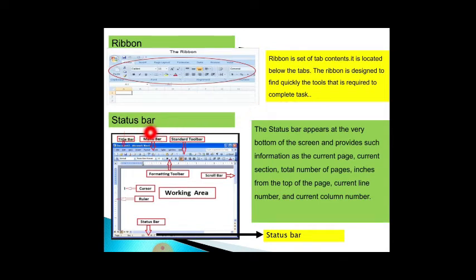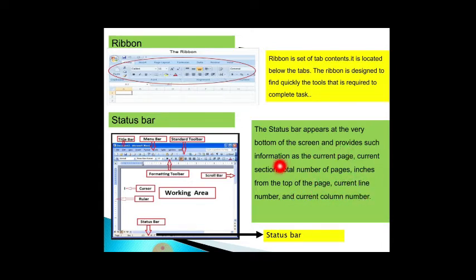Next, status bar. So what is a status bar? It shows the status. The name itself suggests, in computers, whatever name we give, the answer will be there in the name itself. So a status bar is the bar which shows the status of the particular document, whether it is opened, whether it is going to be edited, or whether it is in the print stage. Whatever the status, it will be given in the status bar. The status bar appears at the very bottom of the screen and provides information such as current page, current section, total number of pages, inches, current line, and current column number.